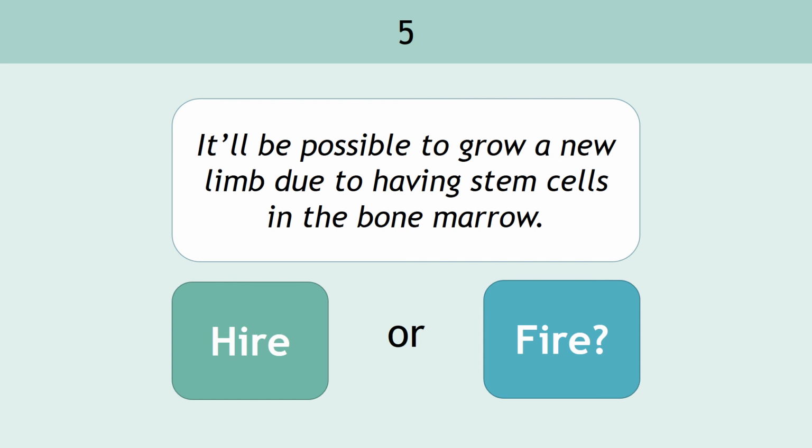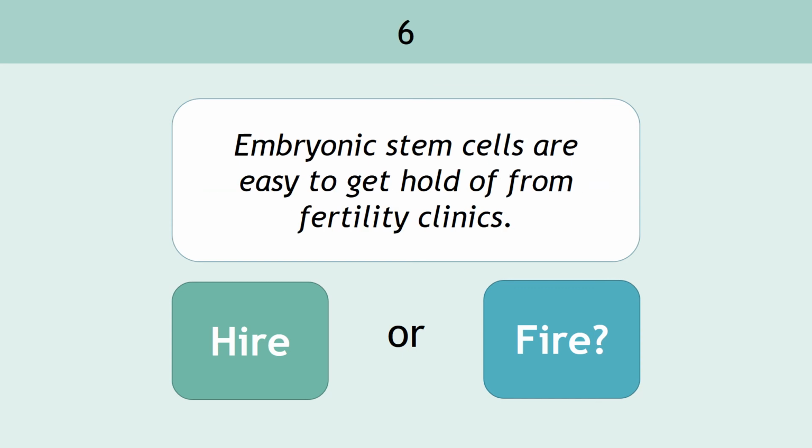Number 5, it will be possible to grow a new limb due to having stem cells in the bone marrow. That was really badly read. I will say again, it will be possible to grow a new limb due to having stem cells in the bone marrow. That would be a fire. We don't know what we will or won't be able to do. It's still very, very early days.